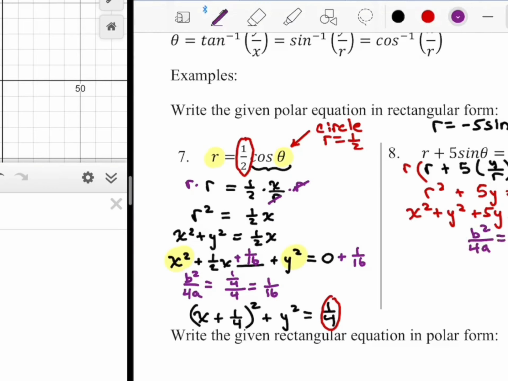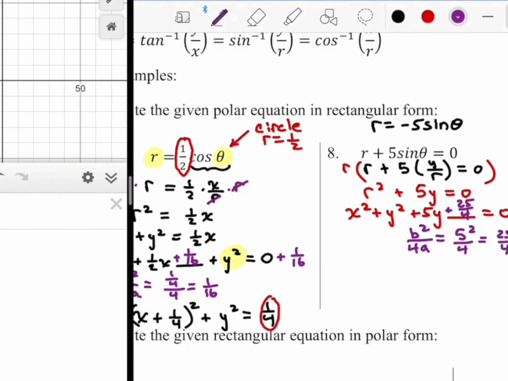We do that with b squared over 4a. So I'm adding 25 over 4 to both sides. All right, so we're looking at x squared plus (y plus 5 over 2) squared equals 5 over 2.